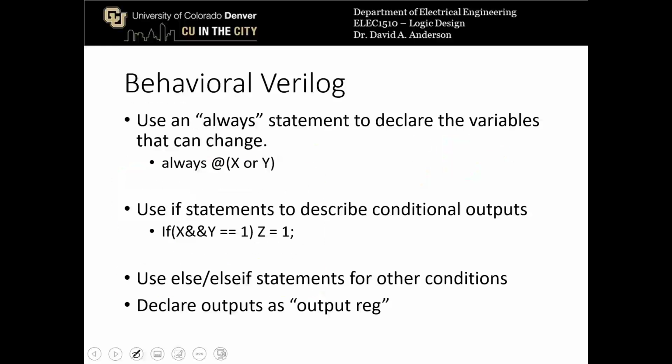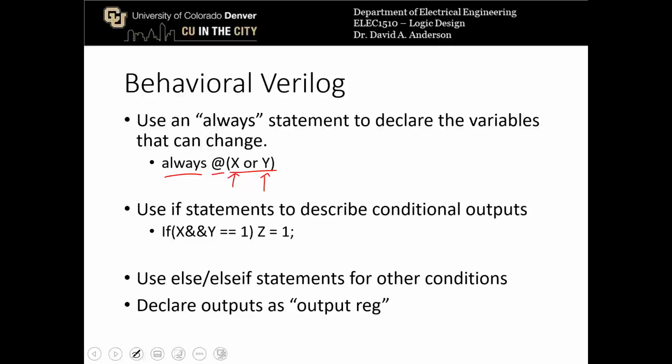In behavioral Verilog, we use an always statement to declare the variables in the module that can change. So we want to change the outputs whenever these variables change. That would be x or y, which are the inputs. So the statement that we use is always at symbol, parentheses, x or y. So those are the inputs that can change, and we want the output to change whenever one of those inputs changes. Then you can use if statements to describe conditional outputs.